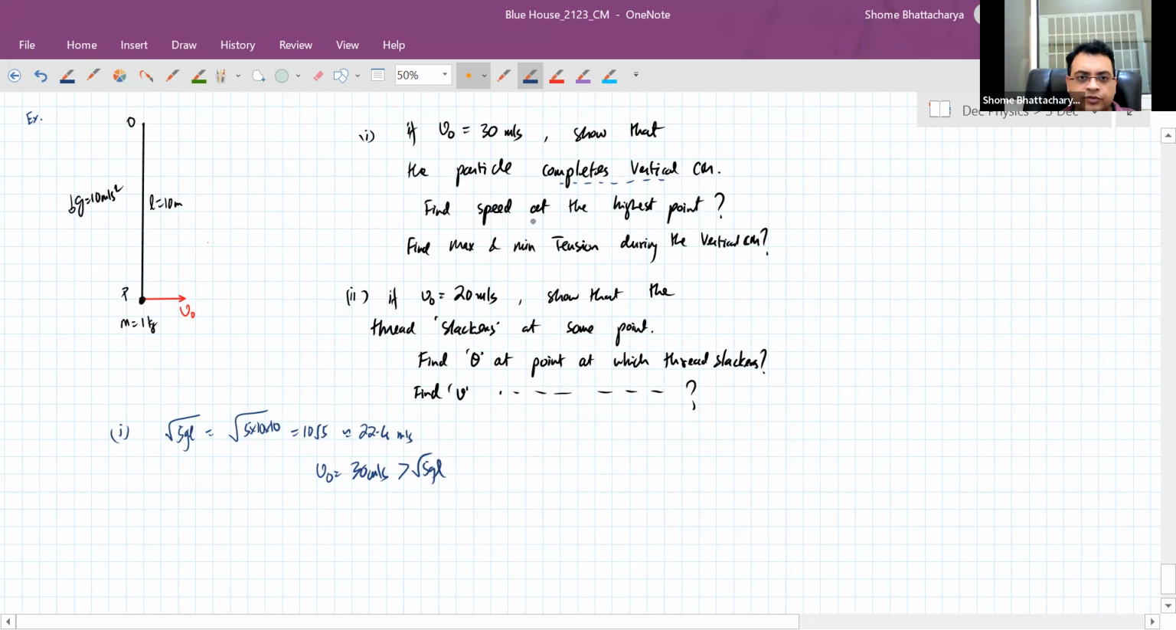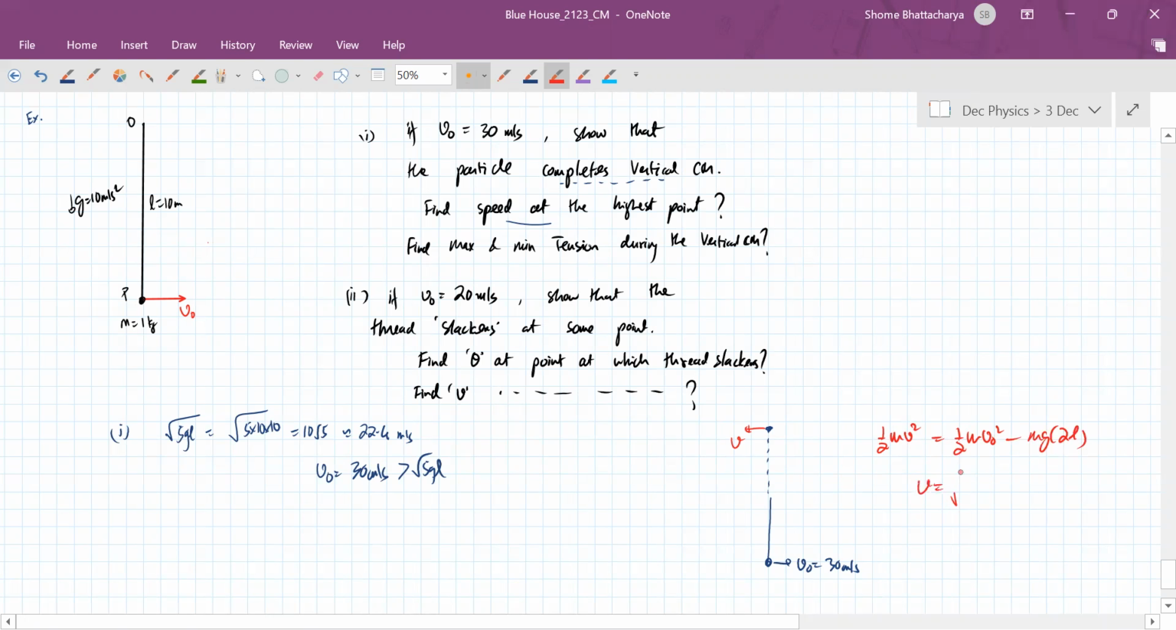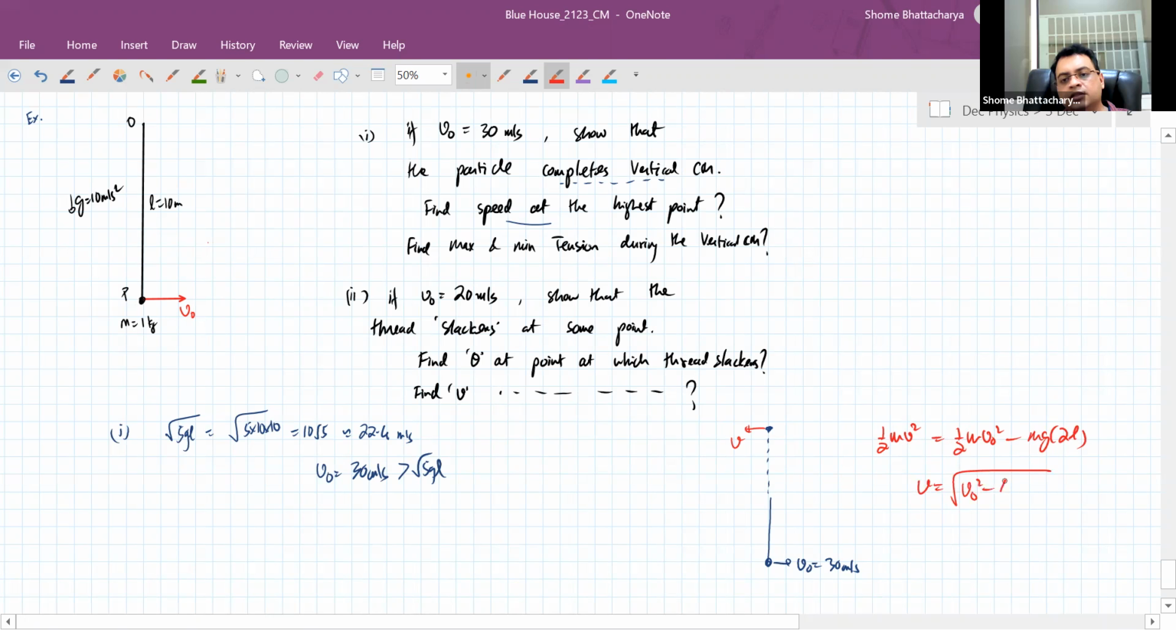Okay. So now to find the speed and the tension, you can see that at the bottom our speed is 30. By the time it reaches the highest point, if I take the speed as some V, first thing is use your work energy theorem. This is going through a height of 2L, and L is 10 meters. So V is square root of V naught square minus 4GL.